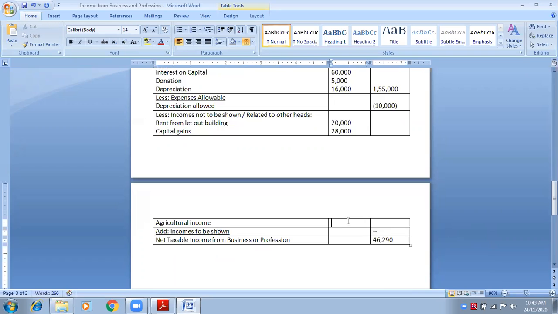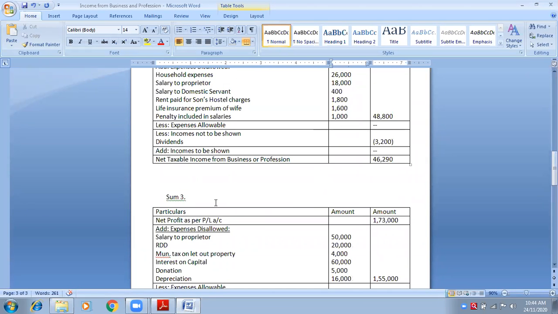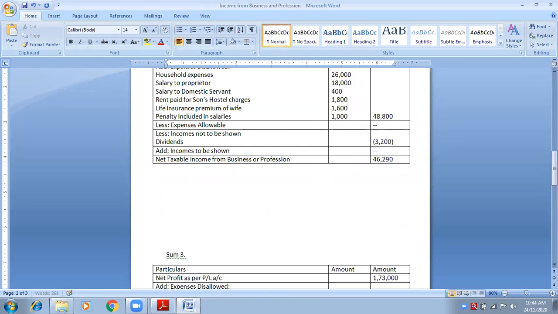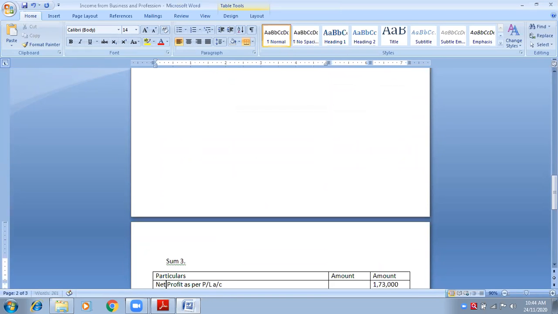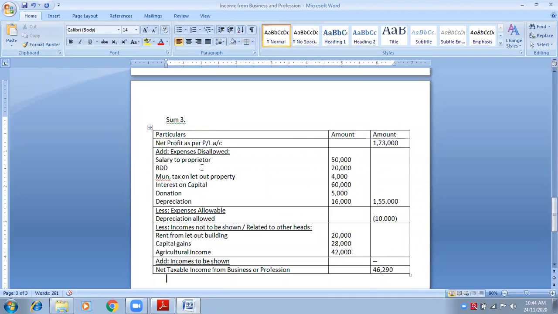42,000 in the inner column. This all comes in the inner column. Okay, is it clear up to this point? Yes, ma'am. Okay, where we need to look for incomes not to be shown, for incomes related to other heads. Where all do we need to check?